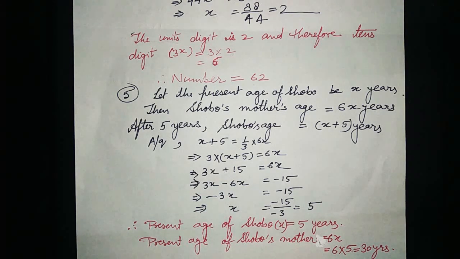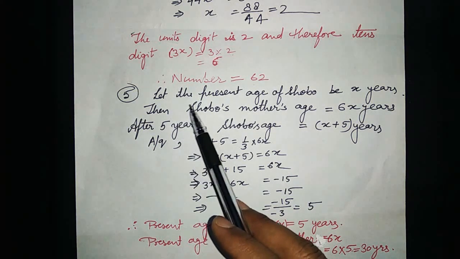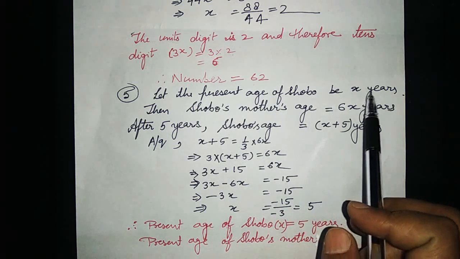Now see question number 5. Shoboz's mother's present age is 6 times Shoboz's present age. Shoboz's age 5 years from now will be 1/3 of his mother's present age. What are their present ages? Here you can see that Shoboz's mother's present age is 6 times Shoboz's present age. Do you know Shoboz's present age? You don't know. So first of all you will assume that the present age of Shoboz is x years.